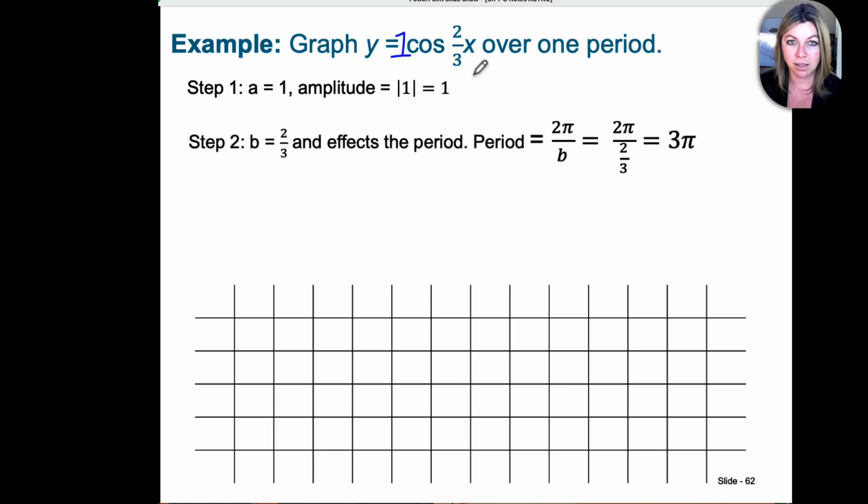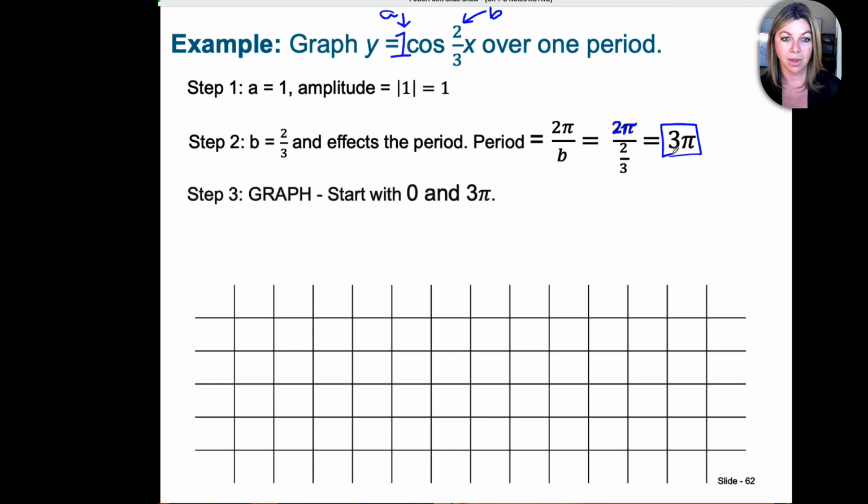B, on the other hand, is not the period, but b is going to affect the period. So how is b going to affect the period? Well, b is 2/3. So we take the current 2 pi and divide that by b to get the new period. 2 pi divided by 2/3 is 3 pi. So this is our new period. It's going to take a distance of 3 pi radians to complete 1 period of cosine.